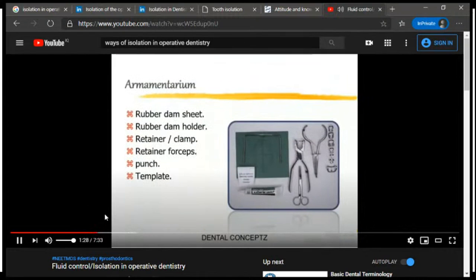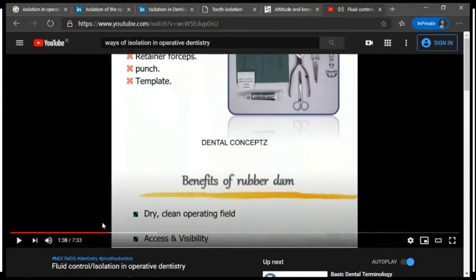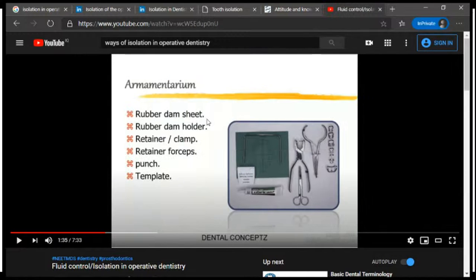So the rubber dam kit contains a rubber dam sheet, rubber dam holder, retainer or clamp, retainer forceps, punch and template. These are the parts of the rubber dam. One is the rubber dam sheet, rubber dam holder. This is one. Retainer, which is a clamp. And we have the retainer forceps. This is the clamp, this is the forceps, this is the punch, and the template.